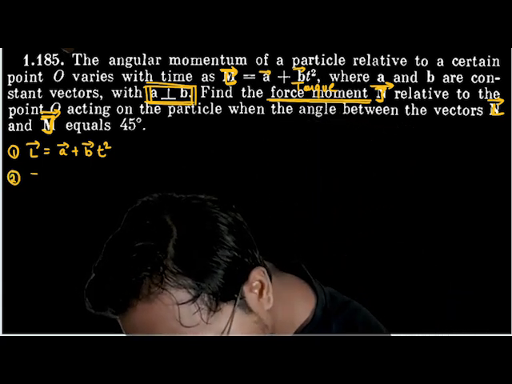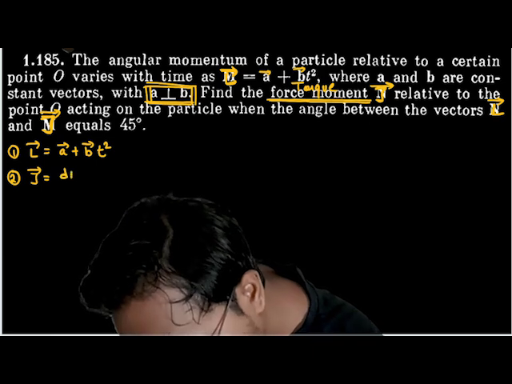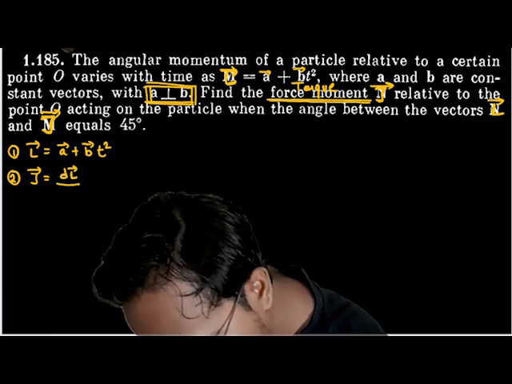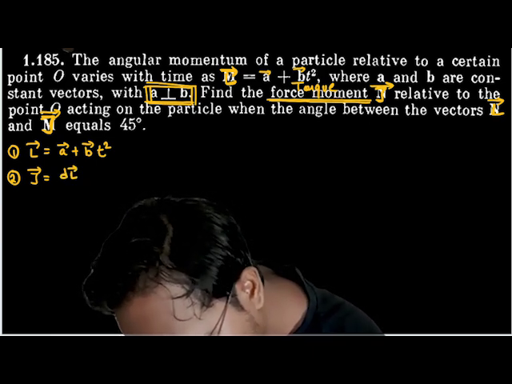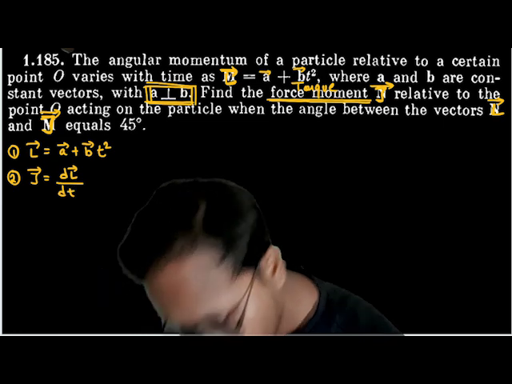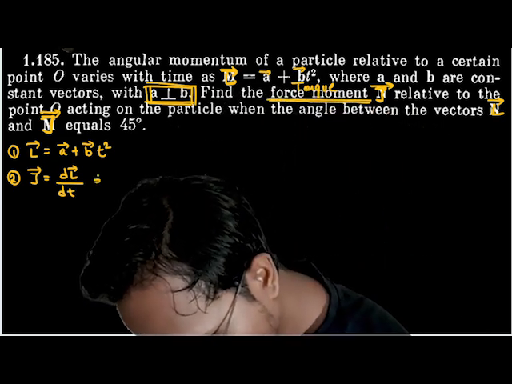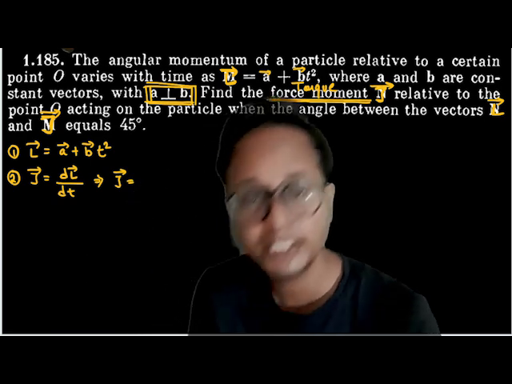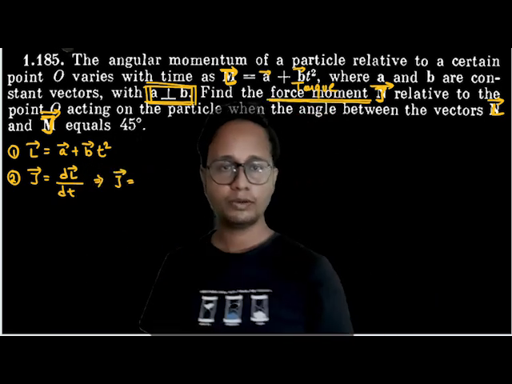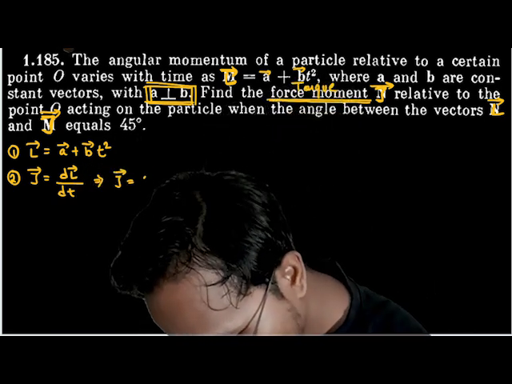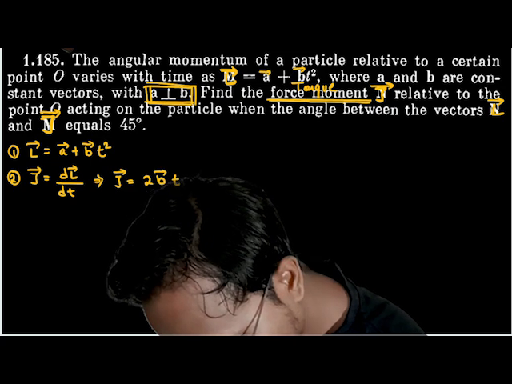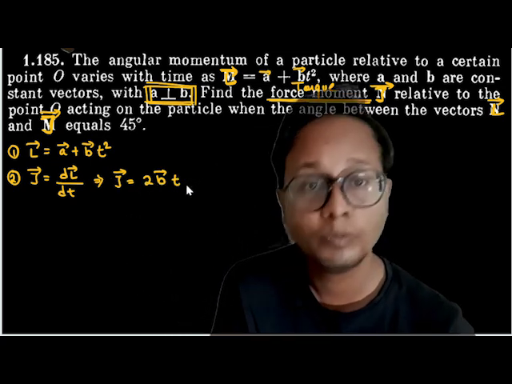Whatever formulas are valid for linear mechanics, the same formulas are valid for rotational mechanics. In linear mechanics, force was equal to dp by dt. In angular mechanics, it would be dL by dt. So torque is equal to dL by dt. Torque vector is equal to, if I differentiate a plus bt square with respect to t, what do I get? 2bt.